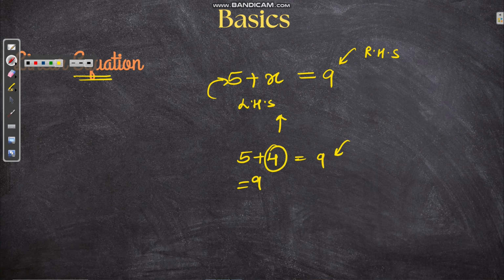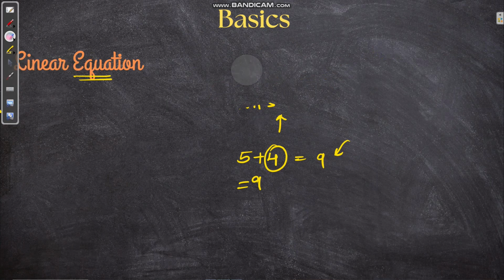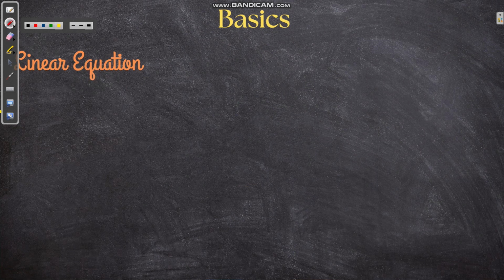Okay, now let's understand what is a linear equation. We know what is an equation, which has an equal to sign and a variable. In a linear equation, your variable has power one. For example, 5x plus 2 is equal to 13. If you notice, the maximum power over here is 1.